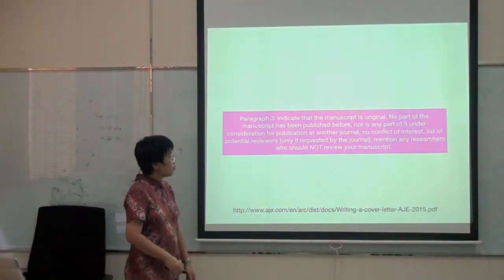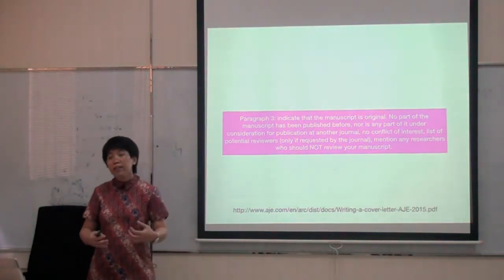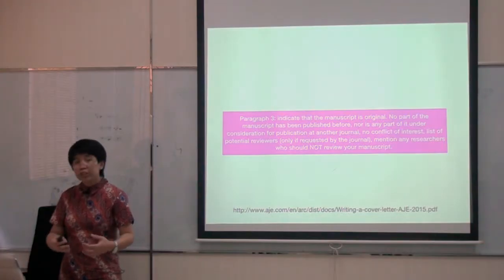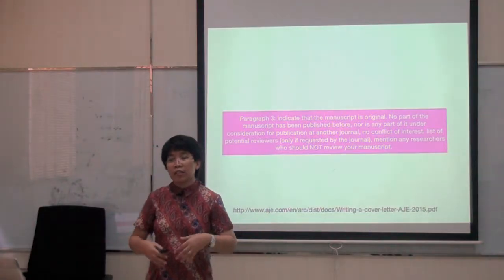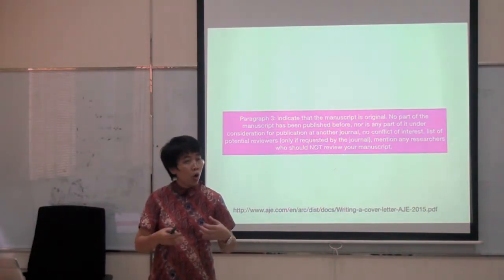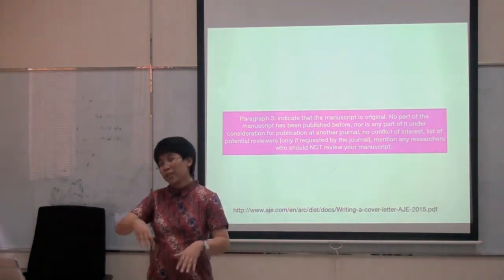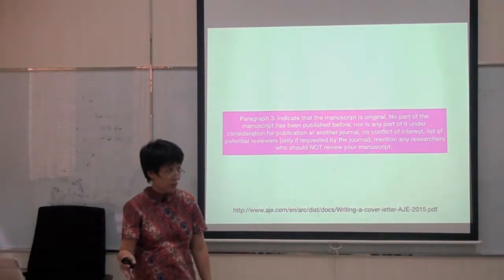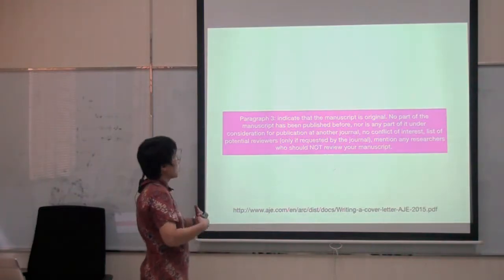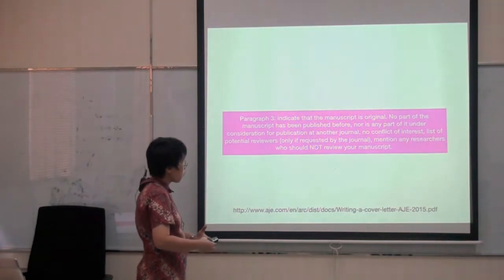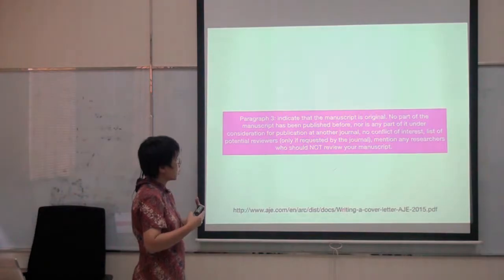The third paragraph is a statement from the authors that this manuscript is original. Original here means it has not been published elsewhere before, or is not being considered for publication at the same time in another journal, because that's not ethical for publication. So state that no part of the manuscript has been published before, nor is any part of it under consideration for publication at another journal.